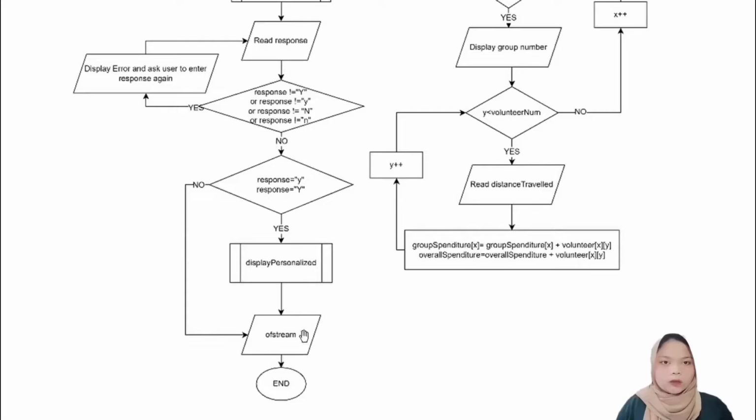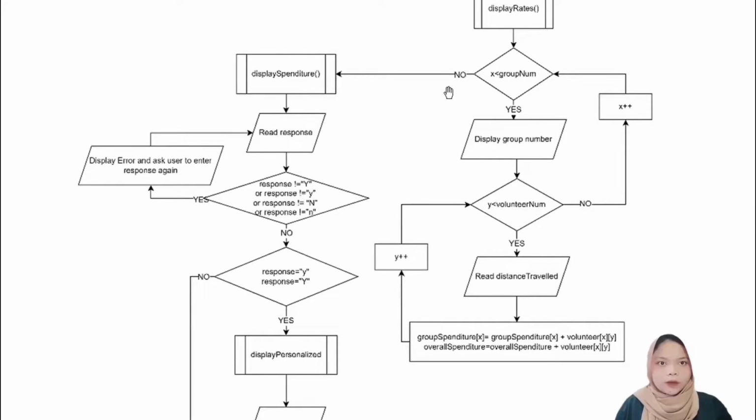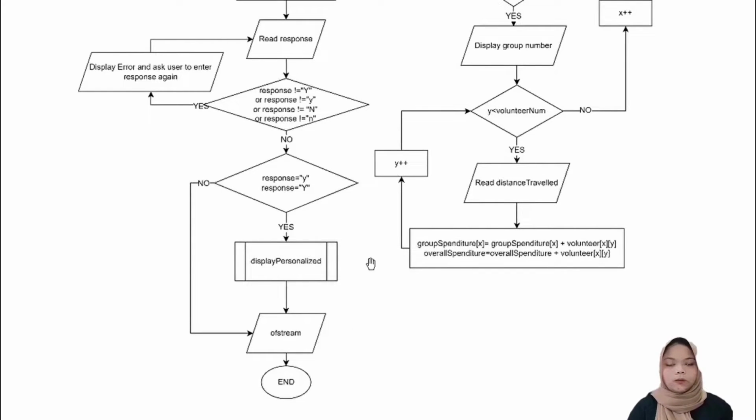For the yes part, as we can see, there are simple calculations of group expenditure and overall expenditure. All the data we got from the user will be used here. So this part, as you can see, here is the loop where if the response is invalid, it will display error and ask user to enter response again. If the data input we got is a failure, then as you can see, it will come to an end.